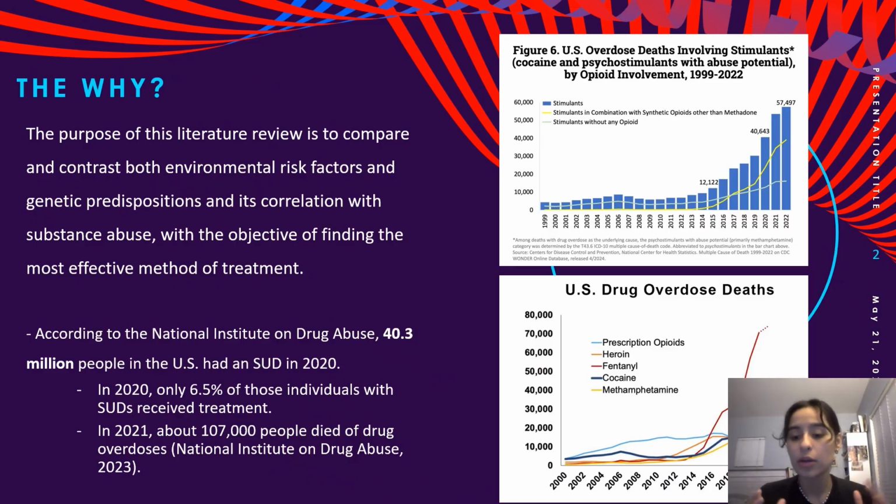All right, now let's quickly go over the why or the purpose. The purpose of this literature review is to compare and contrast both environmental risk factors and genetic predispositions and its correlation with substance abuse, with the objective of finding the most effective method of treatment.